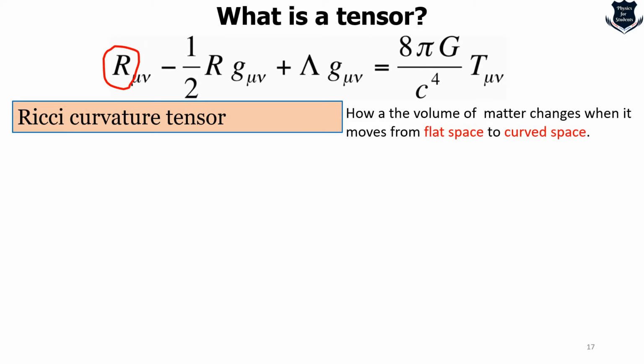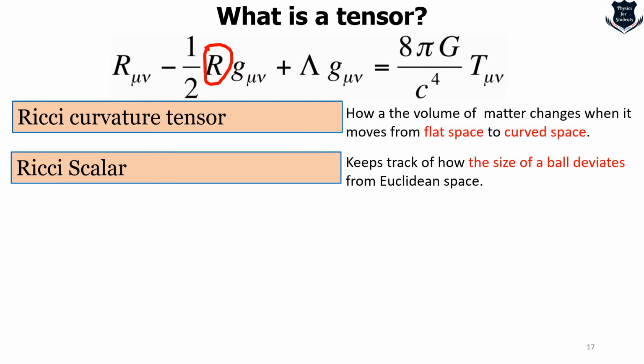So remember that a volume actually changes from flat space to curved space, and this volume means the differential volume. Then comes this R, which is called the Ricci Scalar, which keeps track of how the size of a ball deviates from Euclidean space. Now, why we are taking a ball and not anything else, that we will come to later, but this is how the Ricci Scalar behaves.